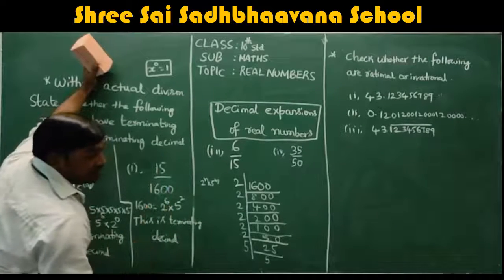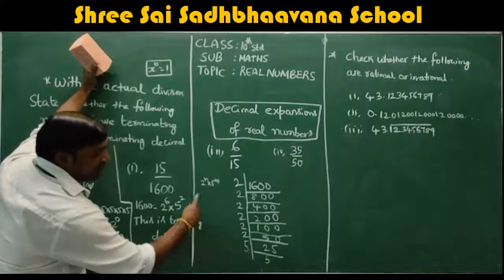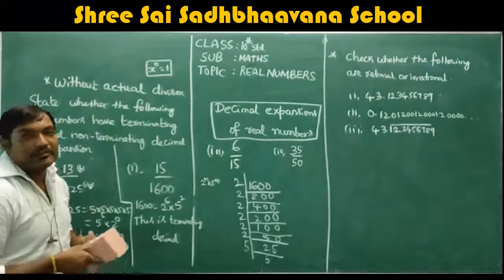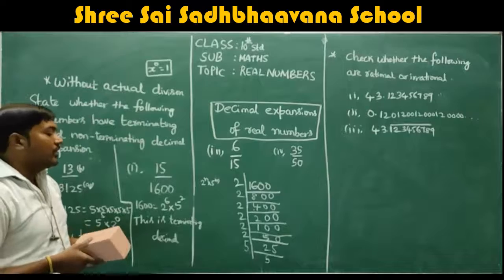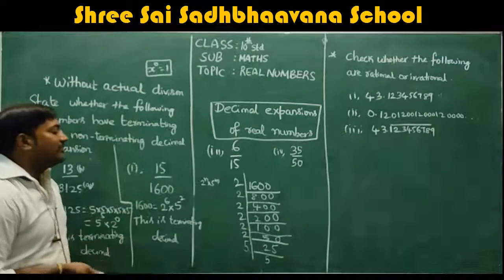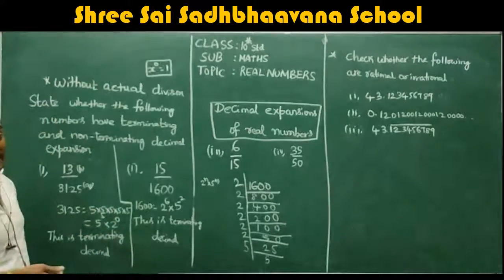Again 200, we divided, we got 100. Again 2 fifties are 100, 2 twenty-fives are 50, and 25 is not divisible by 2, so again we divided with 5 itself. Correct? 25 is divisible only with 5. So we divided with 5. So we got 1600 can be expressed as 2 power 6 into 5 square, which is in the form of 2 power n into 5 power m.